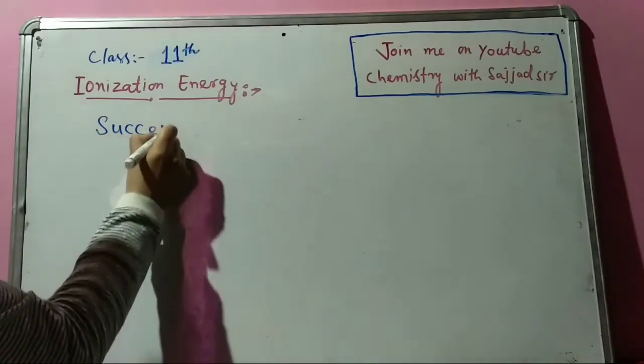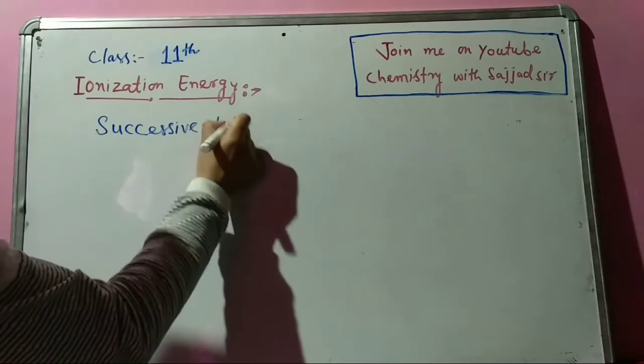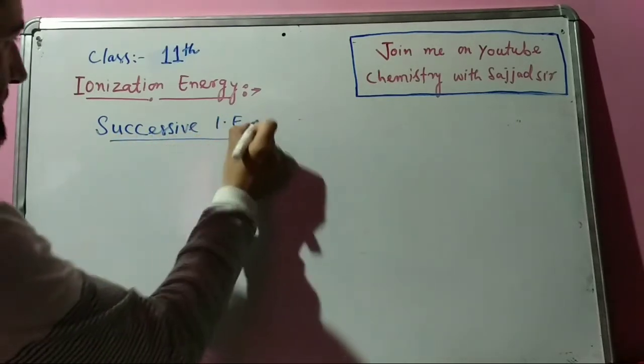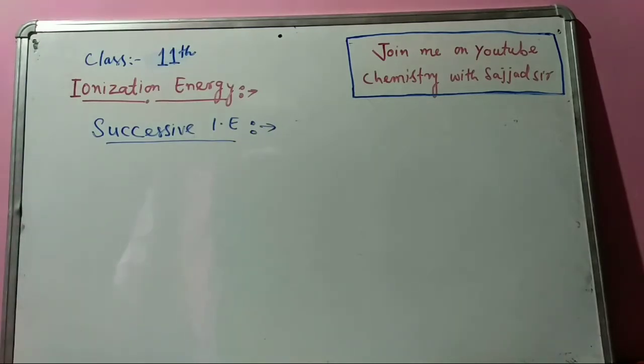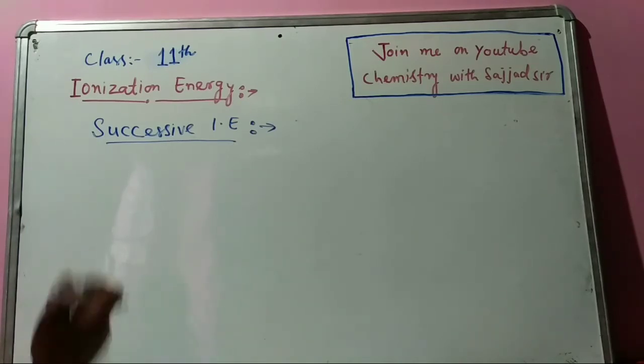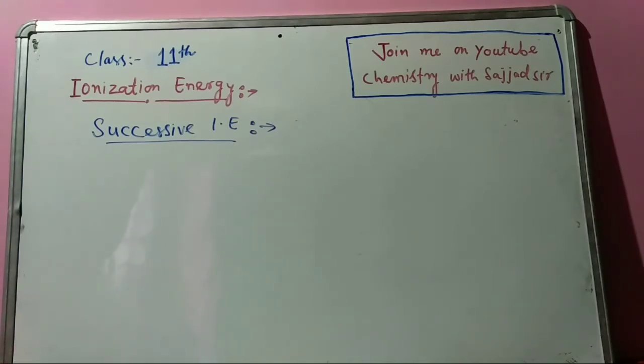Successive ionization energy. Now once the first electron is removed from a neutral atom, it is possible to remove the successive electrons, that is the second electron, third electron, fourth electron, and so on, from this neutral gaseous atom. And the ionization energy required to remove the first electron, second electron, third electron, and so on from this neutral gaseous atom is known as the successive ionization energy.